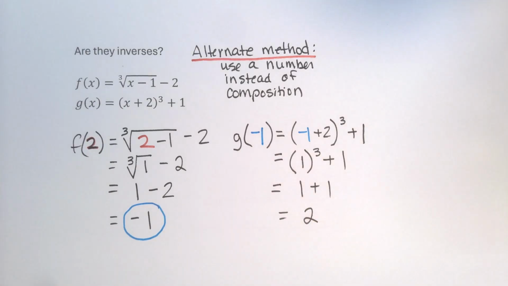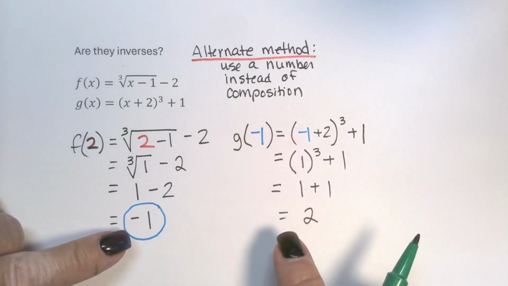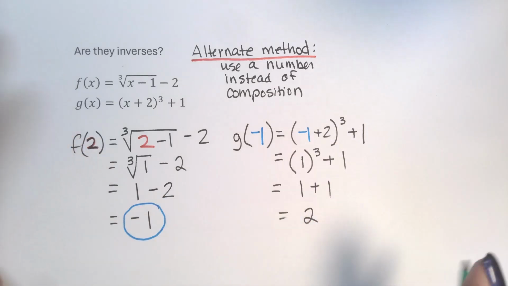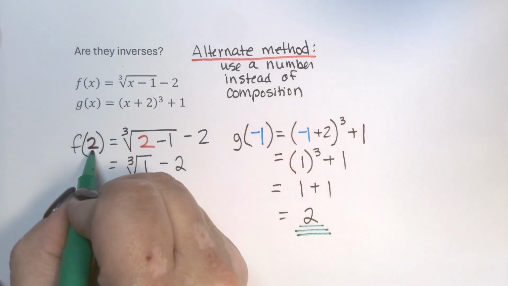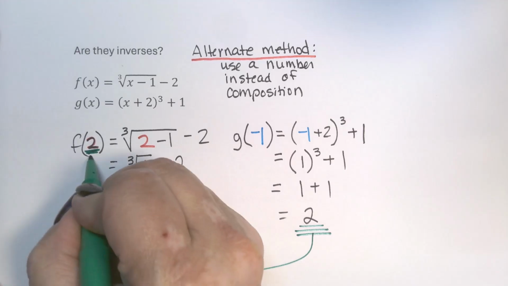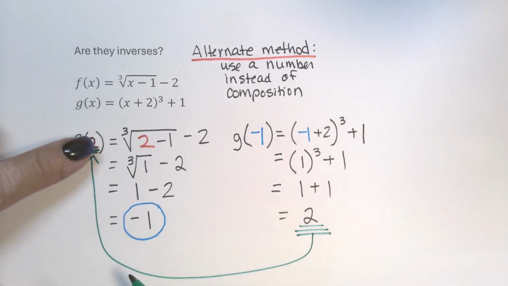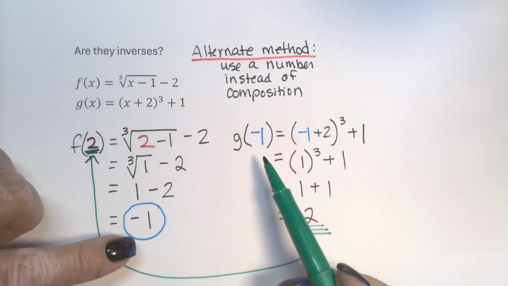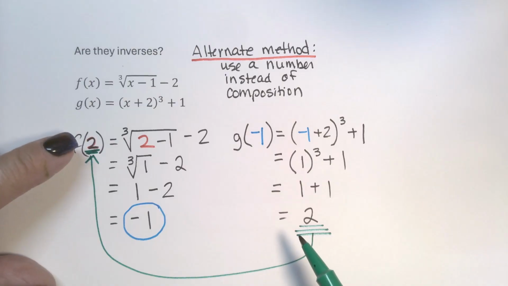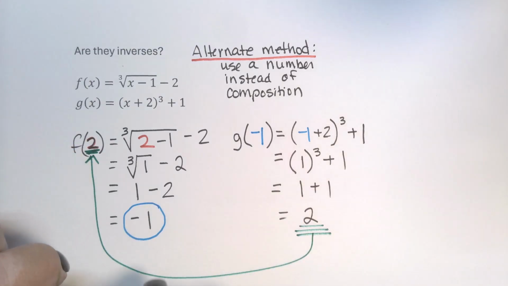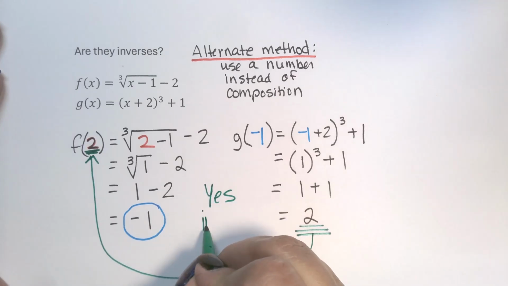Now don't get it twisted. You are not trying to match. You're not checking your work. You're checking to see if these functions undo each other. This 2 has to be matching what you started with here. If plugging in a 2 here gives you a negative 1, and the negative 1 going backwards gets you back to your 2, you did it. 100%. These two are inverses.